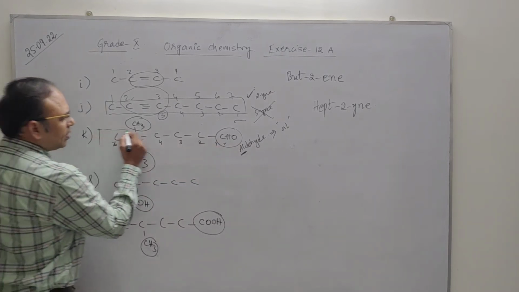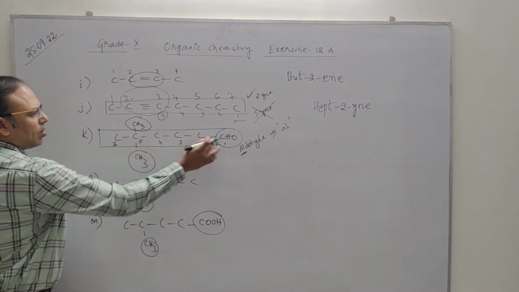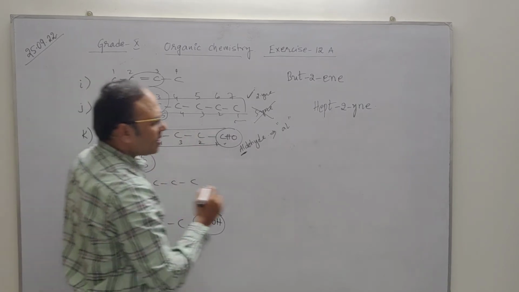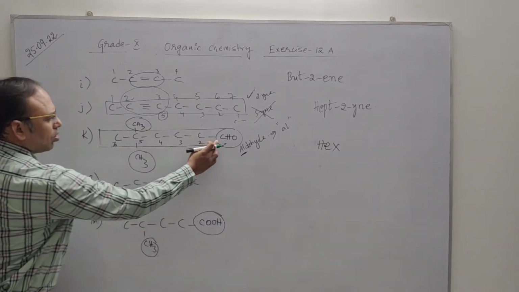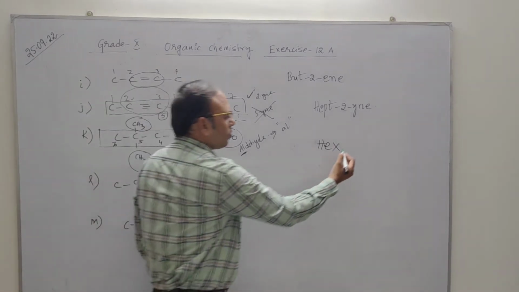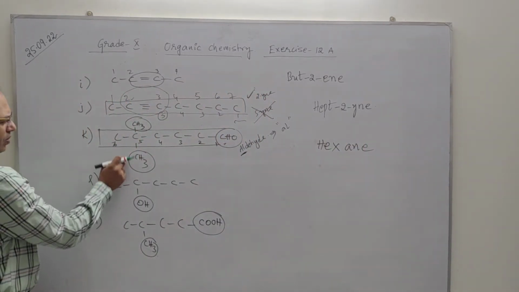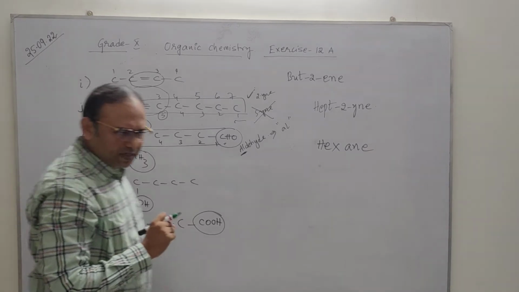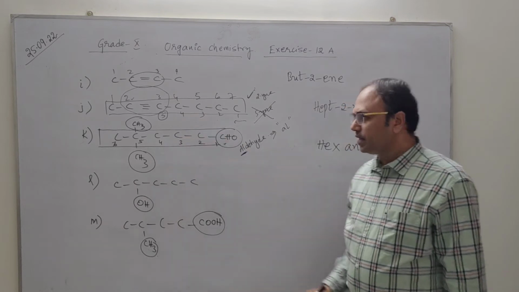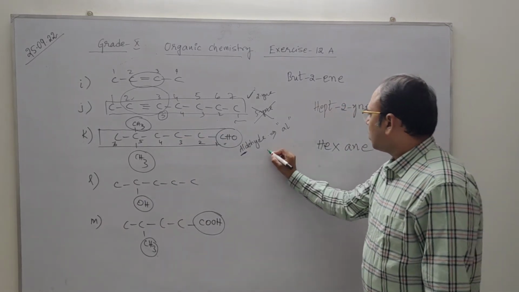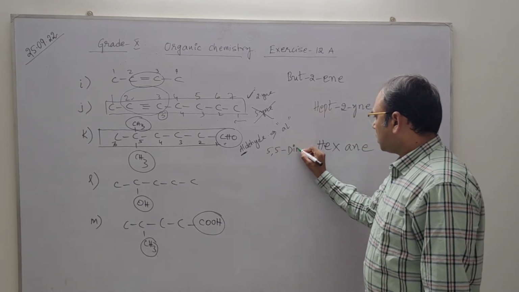Now, this will be your longest chain. How many carbons are there? 1, 2, 3, 4, 5, 6. 6 carbons. Root word is hex. Next, all single bonds here, therefore ANE. Now we have methyl groups at the 5th position. How many methyl groups are there? 2 methyl groups. Therefore, we will use the word dimethyl here. And the number 5,5-dimethyl.